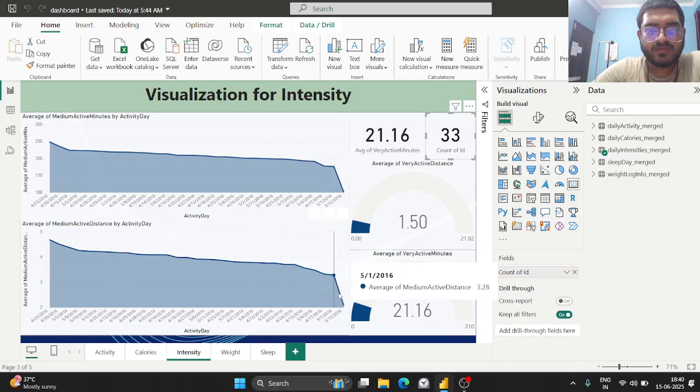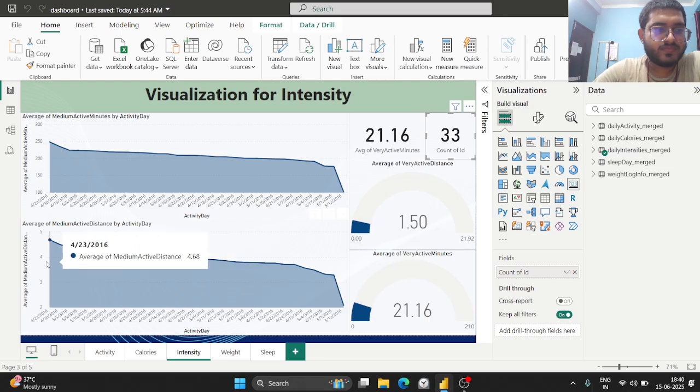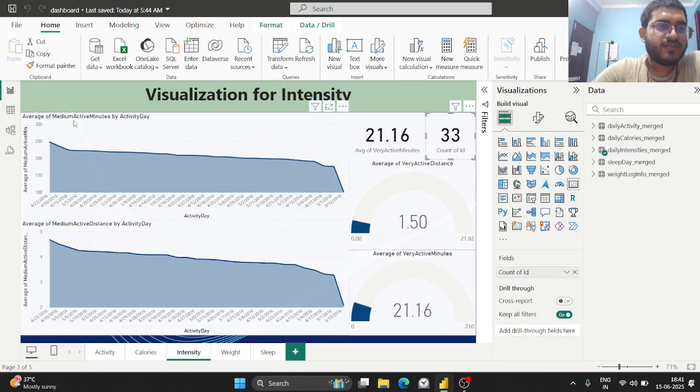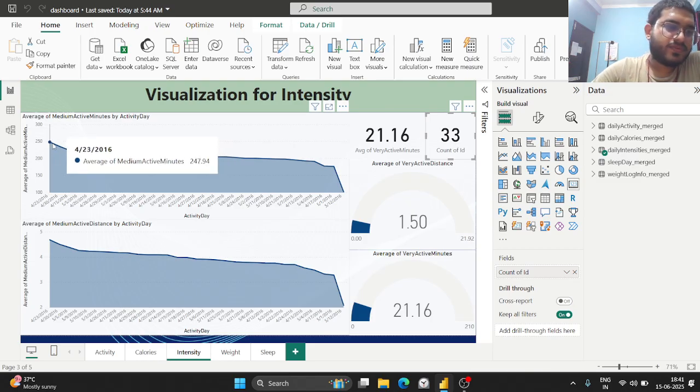If you look for lower values, we can see 2.07 kilometers on the 12th of May. The highest we found was on the 23rd of April, where the average median distance was 4.68 kilometers. This is the average of median active distance by activity day, grouped by the user. So for the 23rd of April, we see that the average of median active distance is 247 minutes.